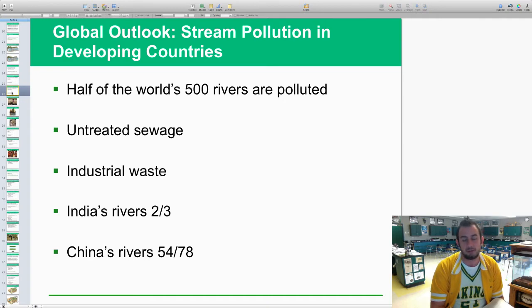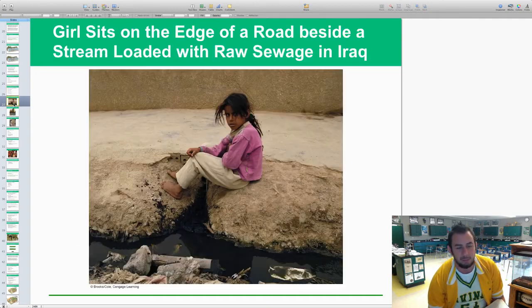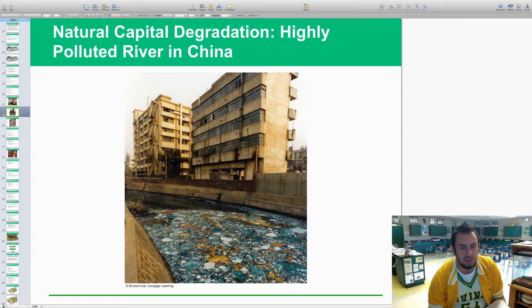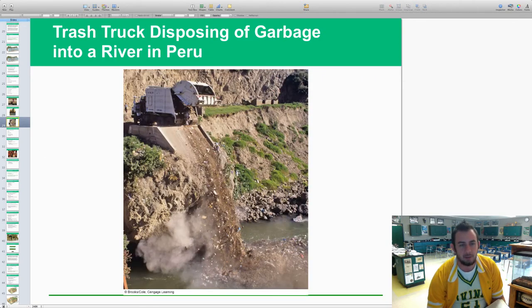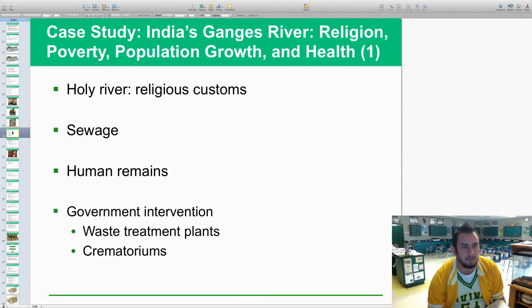China's rivers are polluted as well. Here are a couple of sad pictures: a girl sitting on the edge of a road beside a stream loaded with raw sewage in Iraq, and a highly polluted river in China with all sorts of gross stuff floating down it. Definitely wouldn't want to drink that. And here's a truck disposing of garbage into rivers in Peru. We actually used to do this in our own country too. We realized how harmful that was to the environment, and that the ocean couldn't really deal with all that stuff, so we banned that in almost all places in the United States.